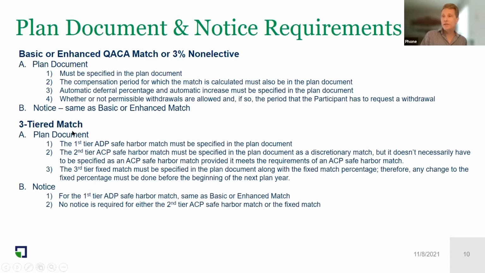Under the three-tiered match, it's the same thing. You have to give a notice 30 to 90 days ahead of the plan year for the ADP safe harbor notice, okay? The ACP safe harbor notice doesn't necessarily have to be specified as an ACP safe harbor match in your plan document, provided it meets the requirements of an ACP safe harbor match, meaning it can be stated as a discretionary match. It doesn't have to necessarily be stated as an ACP safe harbor match in your plan document. And again, your retirement plan consultant can take you through this, okay?